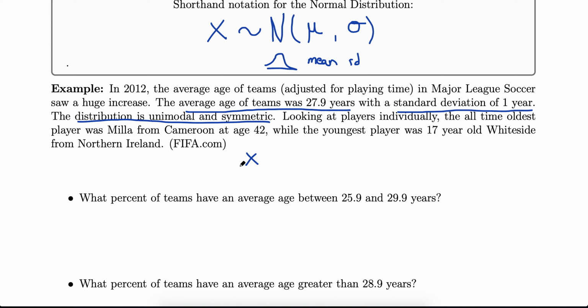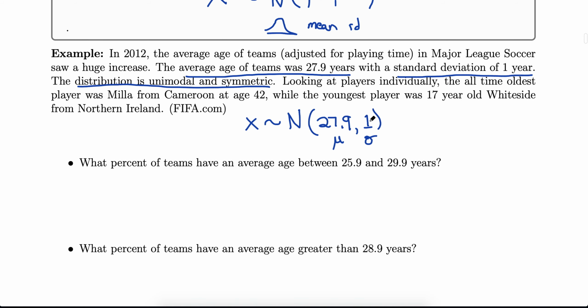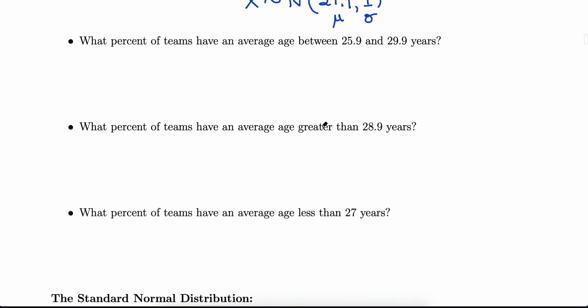So x, our variable for ages of Major League Soccer teams, can be modeled by capital N, because they tell us it's unimodal and symmetric or bell curve. Then we need to say where it's centered. They tell us the mean or the center is 27.9. That's our mu. And then the spread, or our standard deviation, is 1. That's our sigma. So there's that paragraph summed up in our convenient notation. The next several questions kind of ask about areas under this bell curve, which we're familiar with.